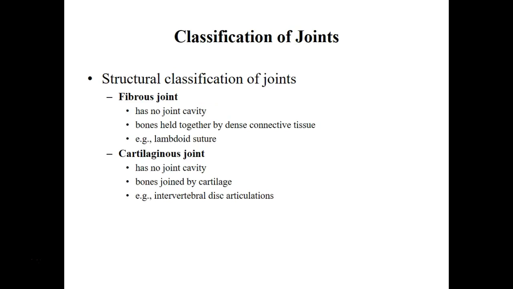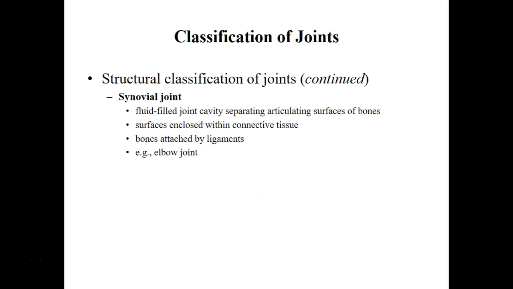A fibrous joint is a joint that has no joint cavity and has little to no movement between the bones. A cartilaginous joint also has no joint cavity, and again it is going to have little to no movement between the bones. A synovial joint has a joint cavity, has a lot of protective ligaments and tendons, and has a lot of movement between the bones.